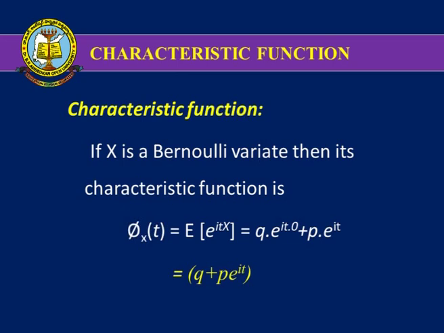Just like earlier we discussed about the moment generating function, instead of tx we can write itx. You just replace tx by itx. Then you will get the characteristic function of Bernoulli distribution, that is q plus p into e to the power of it. That is the characteristic function of Bernoulli distribution.